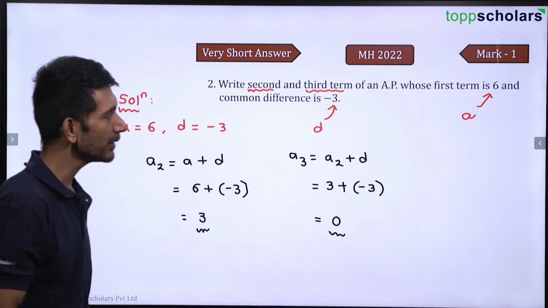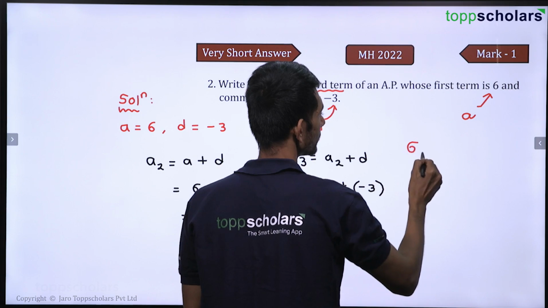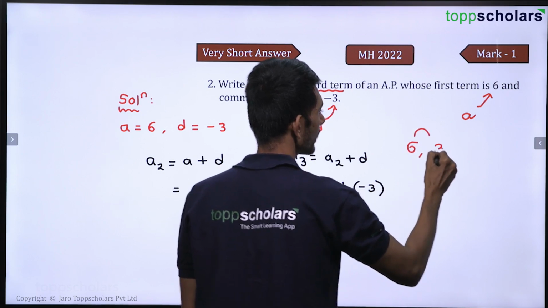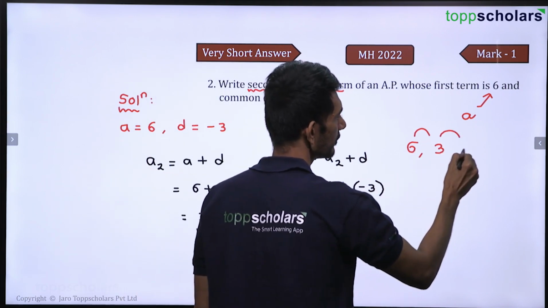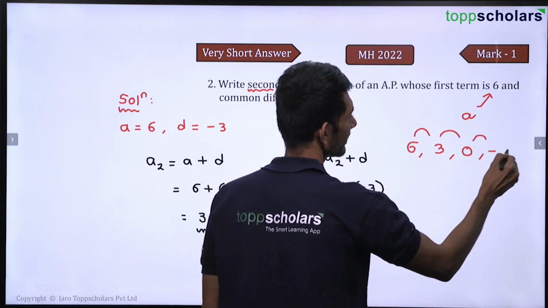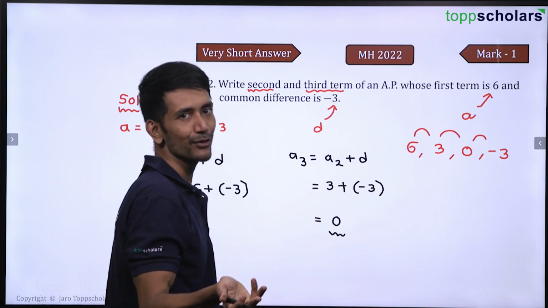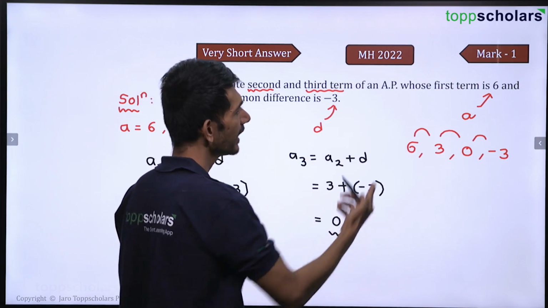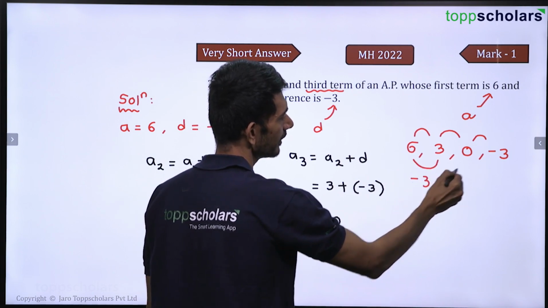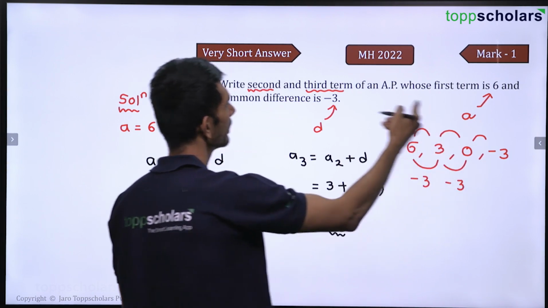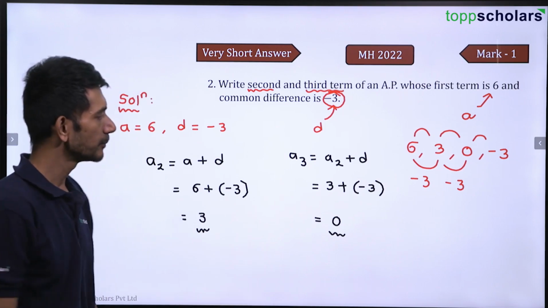So how does this AP look like? The first term is 6. Second term is 3. Third term is 0. Then minus 3. Anyways, they're not asking that. I'm just telling you for the better clarity. And if you see, this is the common difference, right? 3 minus 6 is minus 3. 0 minus 3 is minus 3. So yes, our answer is correct.